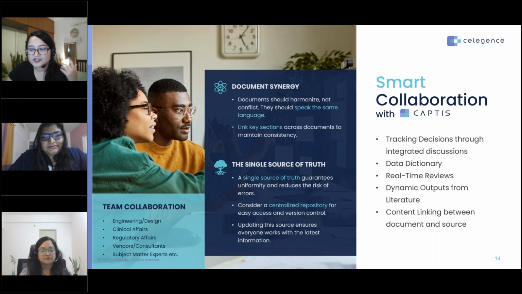This one's for Parvati. Parvati, your teams use Captus for all of your projects. What specific features does Captus have that help your team frequently collaborate between your team and also your documents and also with your clients?